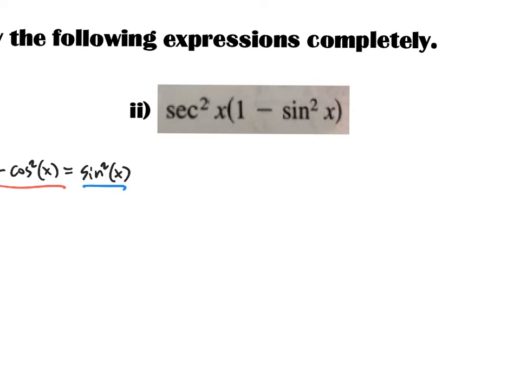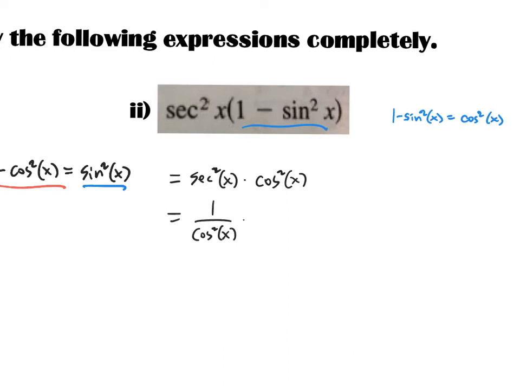Okay, I like where we're starting here. I see this, and I know that 1 minus sine squared x is equal to cosine squared x. I don't know if I want to do anything with secant squared x yet, so I'm just going to rewrite. This will be secant squared x times cosine squared x. And of course, secant squared x is 1 over cosine squared x. If I multiply that by cosine squared x, I reduce the squares and I get 1.